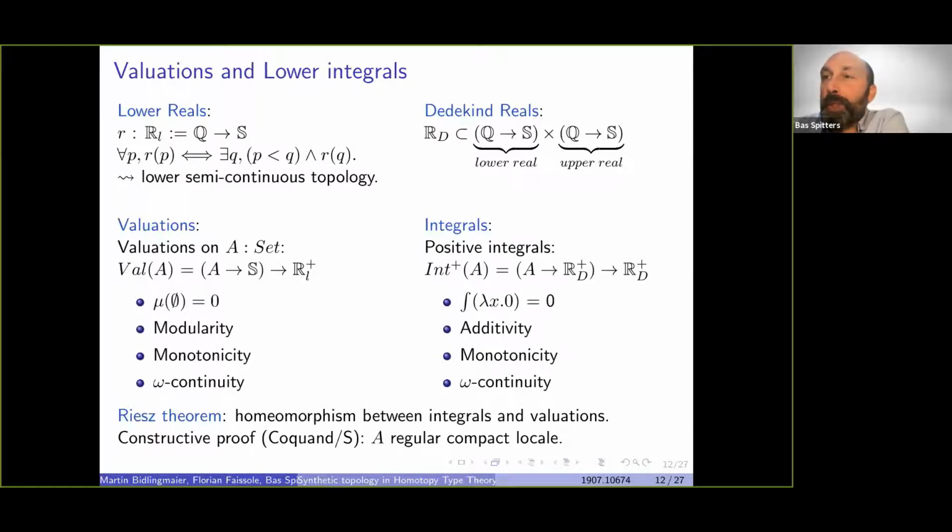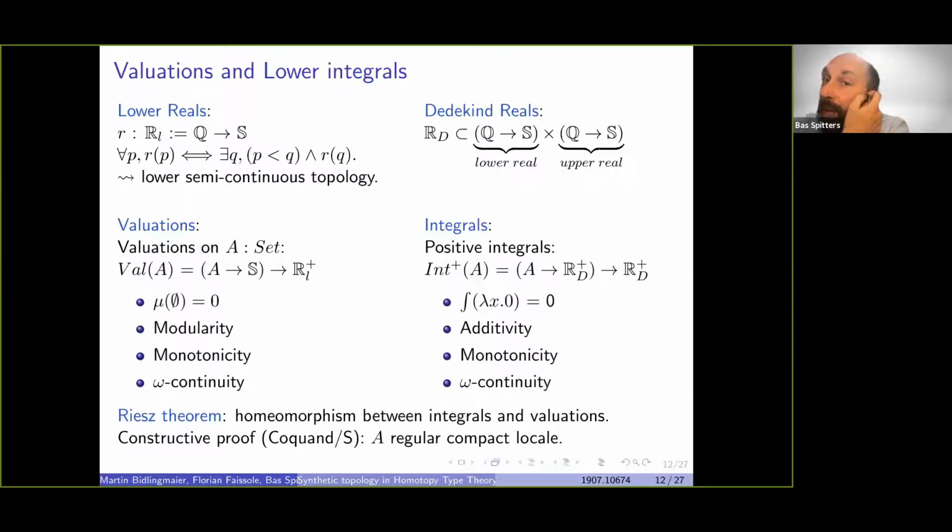Then the upper real numbers are just the converse. And then we can have the Dedekind reals, which are a lower real number combined with an upper real number and an axiom that they actually touch together, as you would expect. Now, a valuation is a map, and this is important. If you look at a valuation on a topological space, it will in general not be a continuous map from the open sets to the real numbers, but it will be lower semi-continuous. So that's why we need a map from the open sets to the lower semi-continuous real numbers.